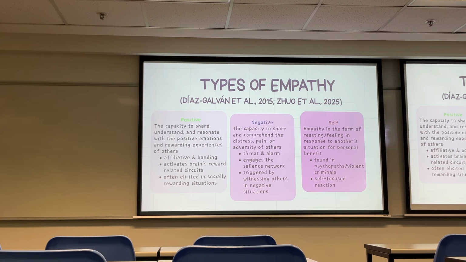Firstly, positive, which is the capacity to share, understand, and resonate with positive emotions. Negative, the capacity to share, comprehend distress, pain, or adversity of others. Lastly, self, which is found in violent criminals and psychopaths, where they feel empathy in the form of a response to another's personal situation for personal benefit.